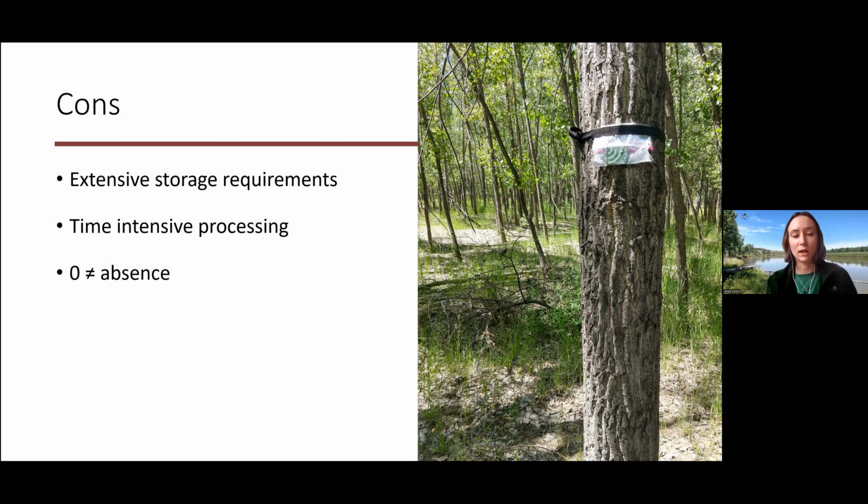Lastly, just like with any monitoring method, we don't exactly know what a zero means. A zero could mean that the animal wasn't present at the site, or it could mean that it was present and we just didn't pick it up. So in this case, that would mean if a cuckoo is at a site but just never called while it was there, we wouldn't have any way to see that.